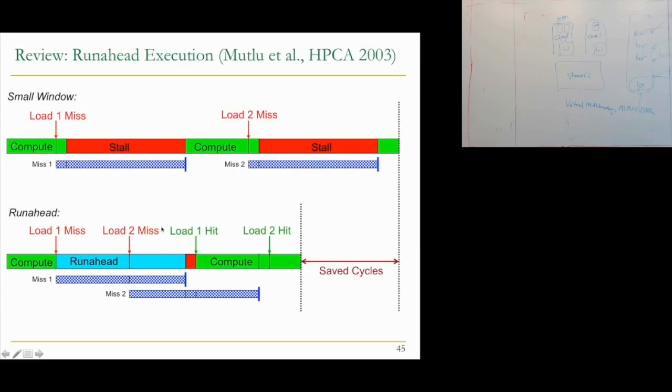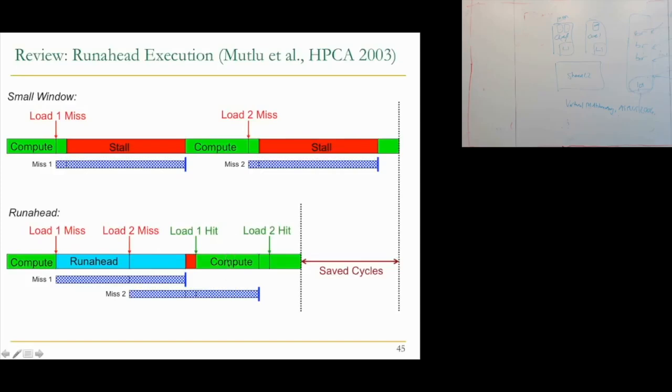Run-ahead execution ends when this first miss comes back from memory. The processor's pipeline is flushed. And now the main thread, if you will, starts executing because the checkpoint is restored and the processor starts from the program counter of the load 1. Now load 1 hits because the miss is serviced, and the main thread continues execution.